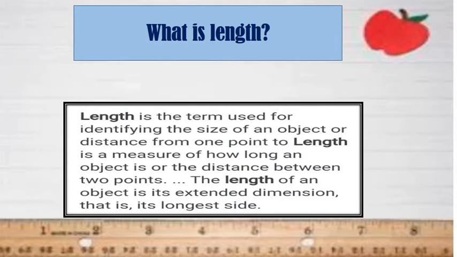Length is the term used for identifying the size of an object or distance from one point to another. Length is a measure of how long an object is or the distance between 2 points. The length of an object is its extended dimension, that is, its longest side.